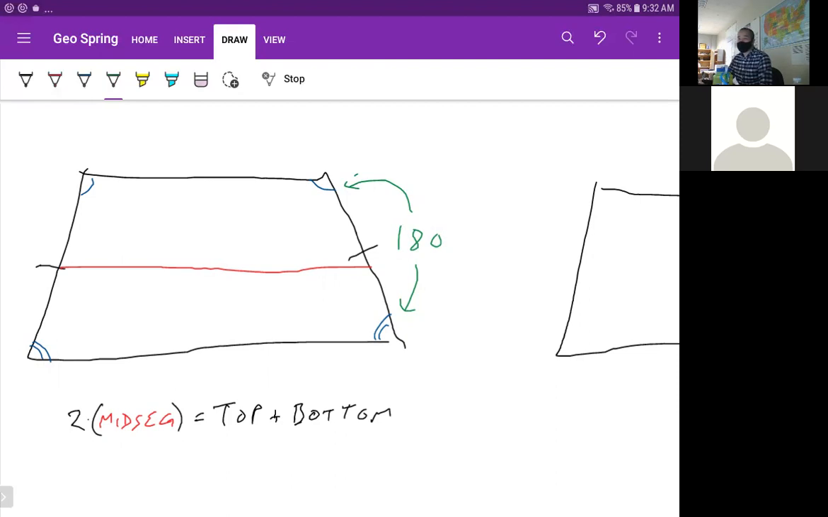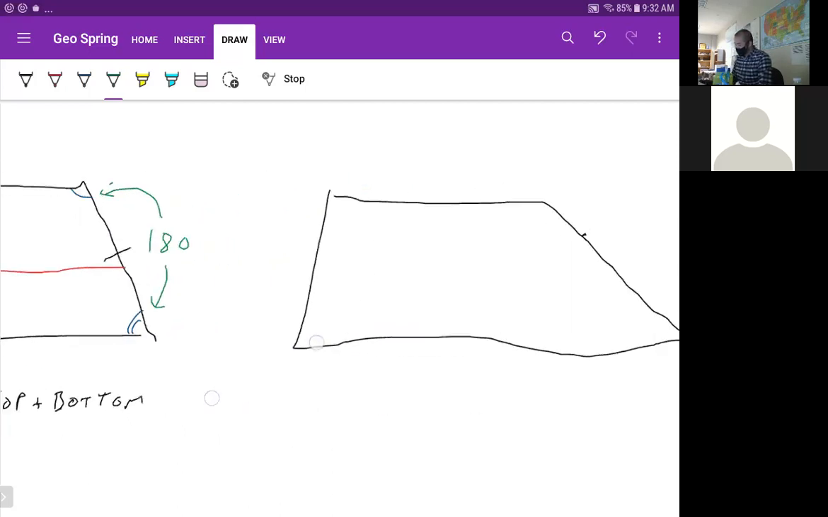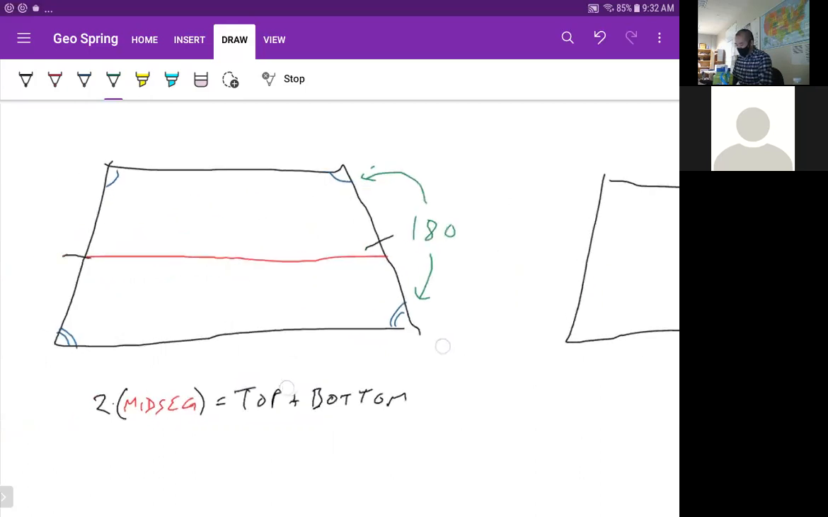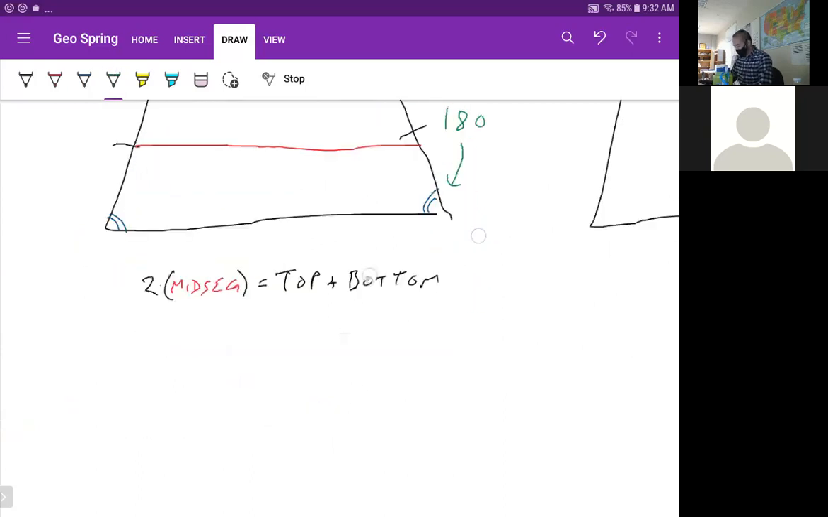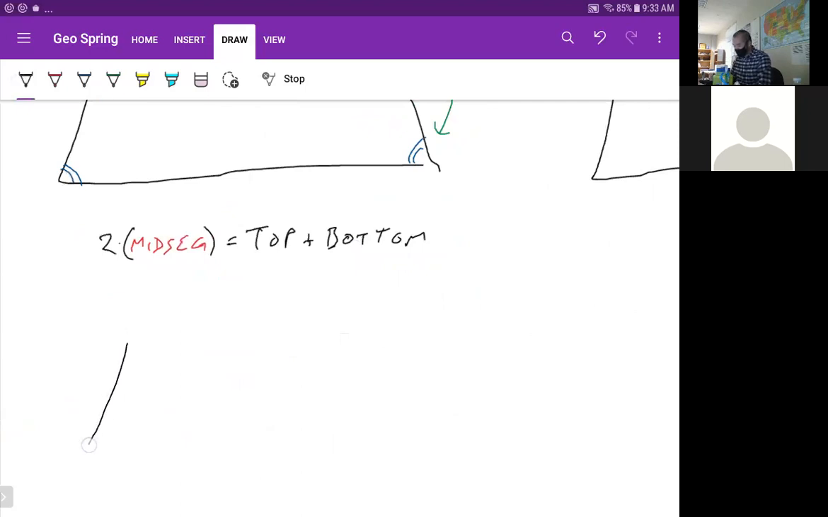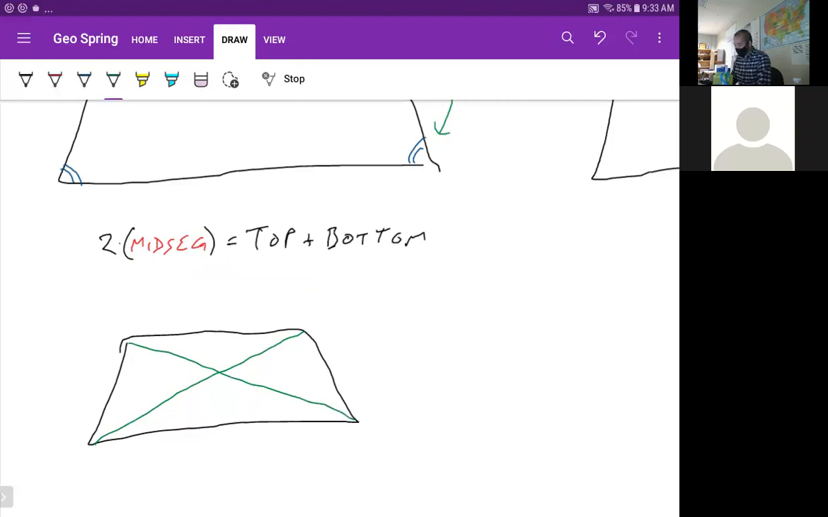Okay. And so some other things you need to look at. Oh man, it's on this one. Okay. So what other colors can I use? I'm just going to draw a new trapezoid. Something else that's important when you have these isosceles trapezoids is when you have diagonals, these diagonals are congruent. I'm just going to write that. Diagonals congruent.